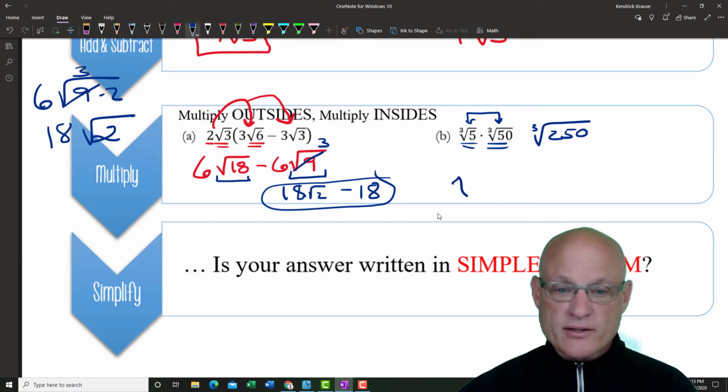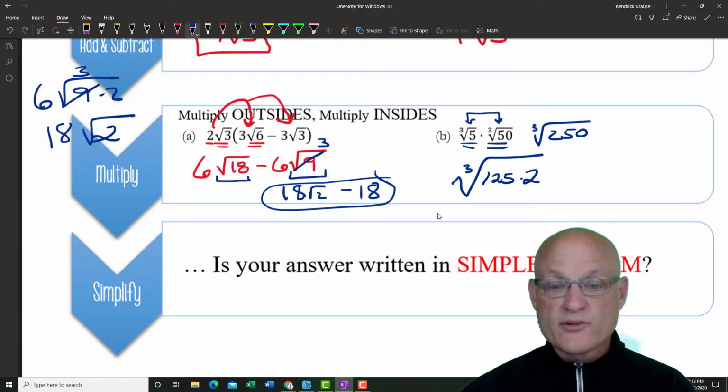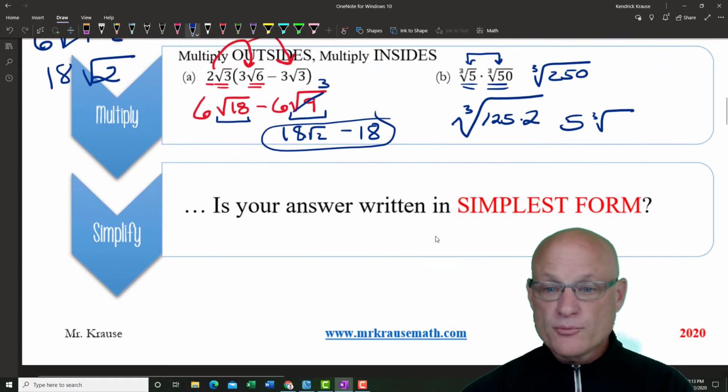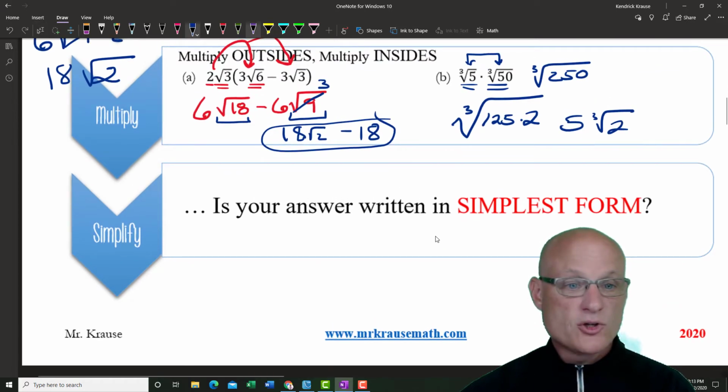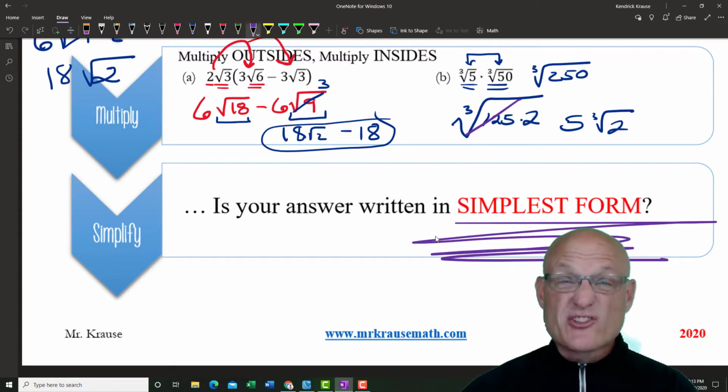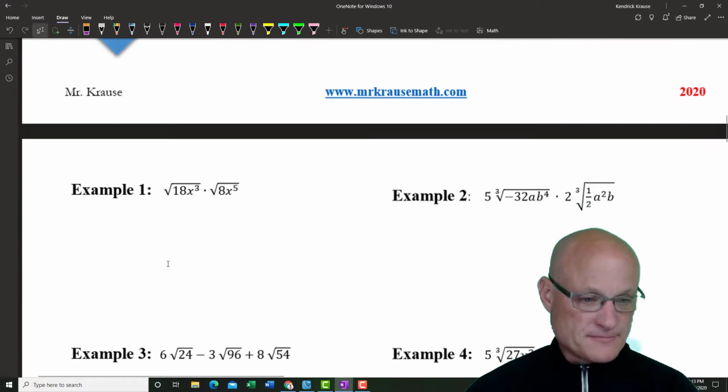So I'm going to rewrite this as the cube root of 125 times 2. Well, what is the cube root of 125? It's 5. So this becomes 5 cube roots of 2. Right? Because the cube root of 125 is 5. So you always got to look to see if your answer is in simplest form. All right, let's go practice.